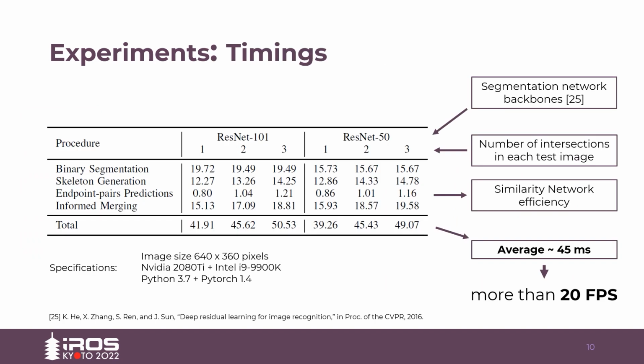The method is tested with different backbones for the semantic segmentation network and different number of DLO intersections in the scene. The results are provided in the table. A processing time between 40 and 50 milliseconds is experienced across the entire dataset, with an average of 45 milliseconds and a frame rate always higher than 20 FPS. The hardware specifications are available at the bottom of the slide and in the paper as well.